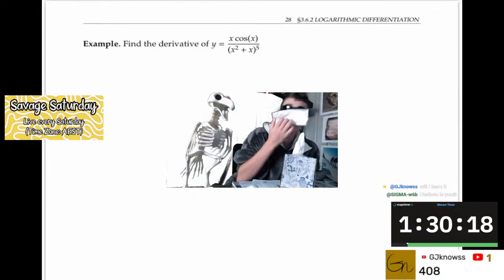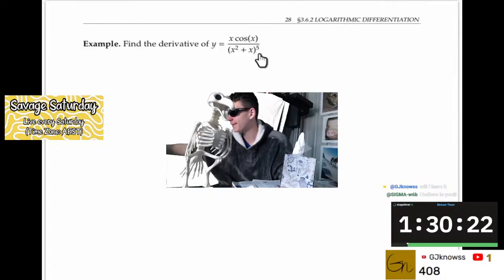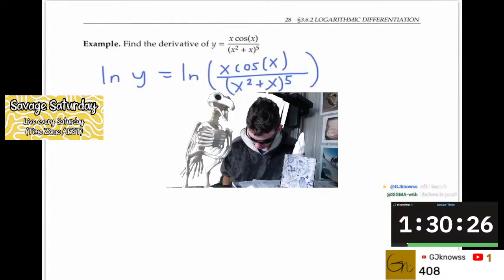But sometimes it's also handy just as a way to take the derivative of a complicated product and quotient, like in this example. Now we could take the derivative here just by using the quotient rule and the product rule, but it's a little easier to take the log of both sides. And the reason is that when we take the log of a product, we get a sum, and the log of a quotient is a difference, and sums and differences are a lot easier to deal with.